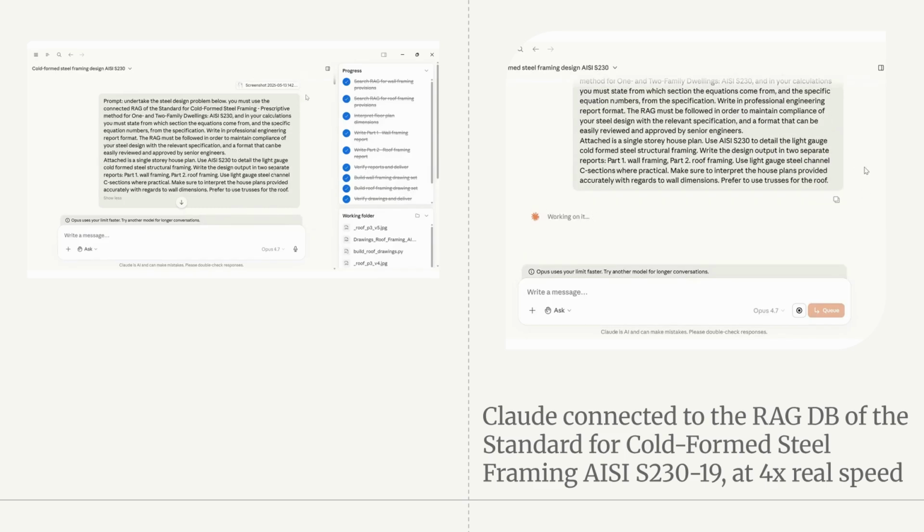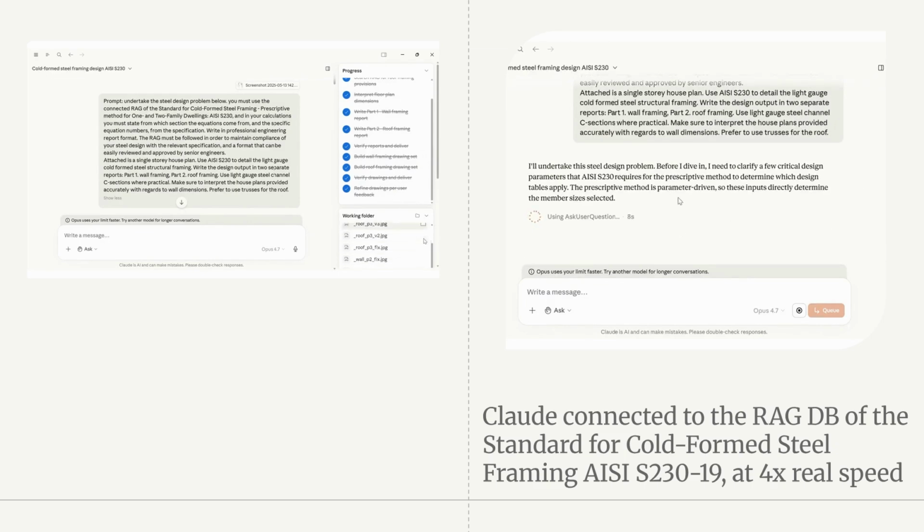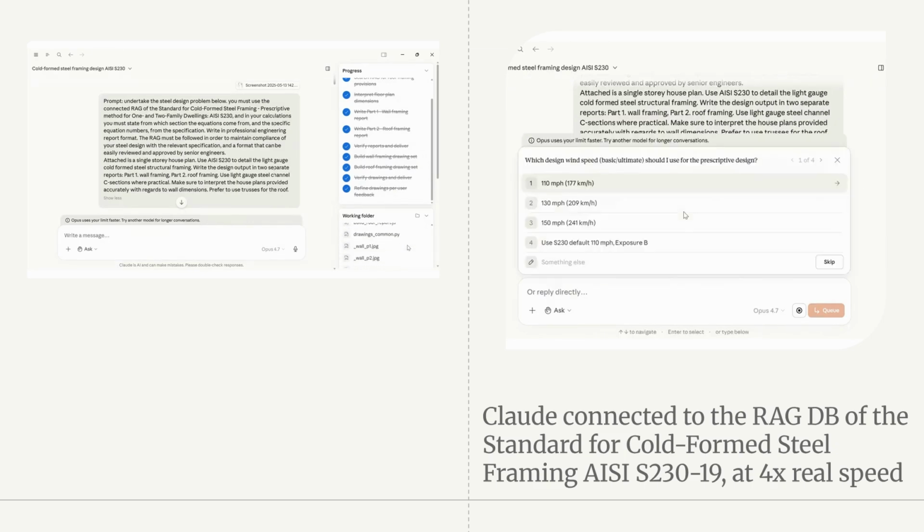The video is at 4 times real speed. The full design was completed by Claude in a single shot taking 17 minutes. On the left side, we will look at the details of how Claude independently completes this design.